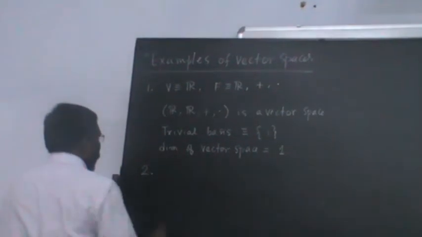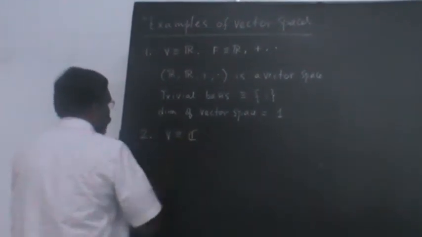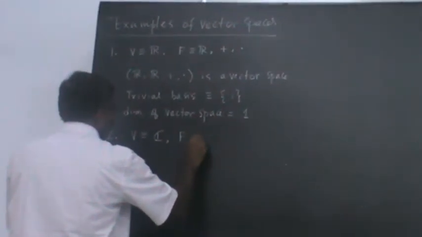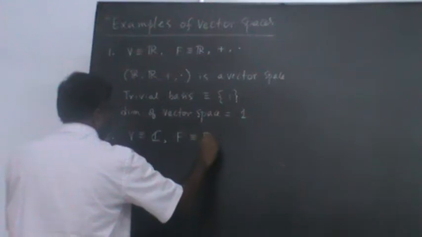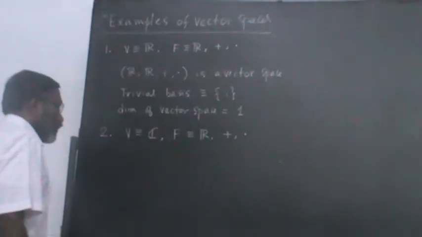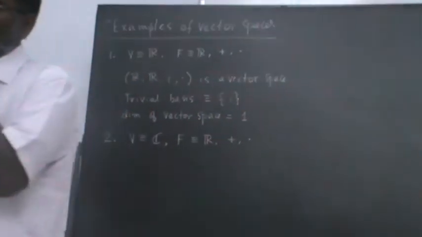In my second example, let me consider V as the set of complex numbers and F as the set of real numbers, with the usual plus and dot. Will this form a vector space? What will be the dimension of the vector space?